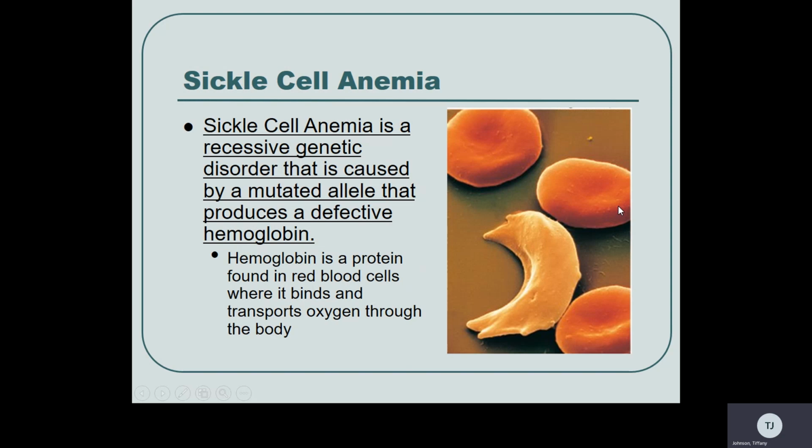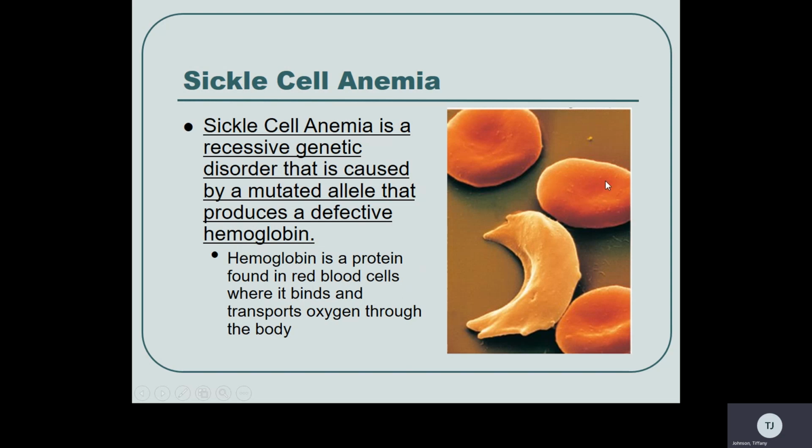So hemoglobin holds on to that oxygen. In order to do so, hemoglobin has to also hold on to iron. As it holds on to iron, that is what gives your red blood cells that nice red color, because oxygen plus iron makes red. That's just how it works. You'll learn that in chemistry. Whenever iron is oxidized, it does turn red.